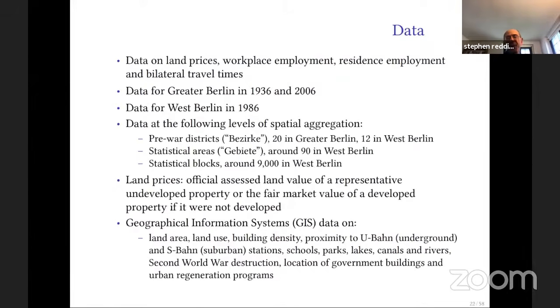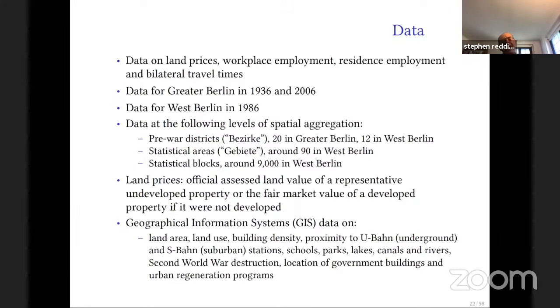What do we see in the data? Well, we're just going to look at those predictions qualitatively and then take our break. So what are our data? I mentioned earlier, we see land prices, employment by workplace, employment by residence, and bilateral travel times. We see them for the entire of Berlin in 1936, before the Second World War, and in 2006 after Germany's reunification. And then we observe them for West Berlin in 1986.